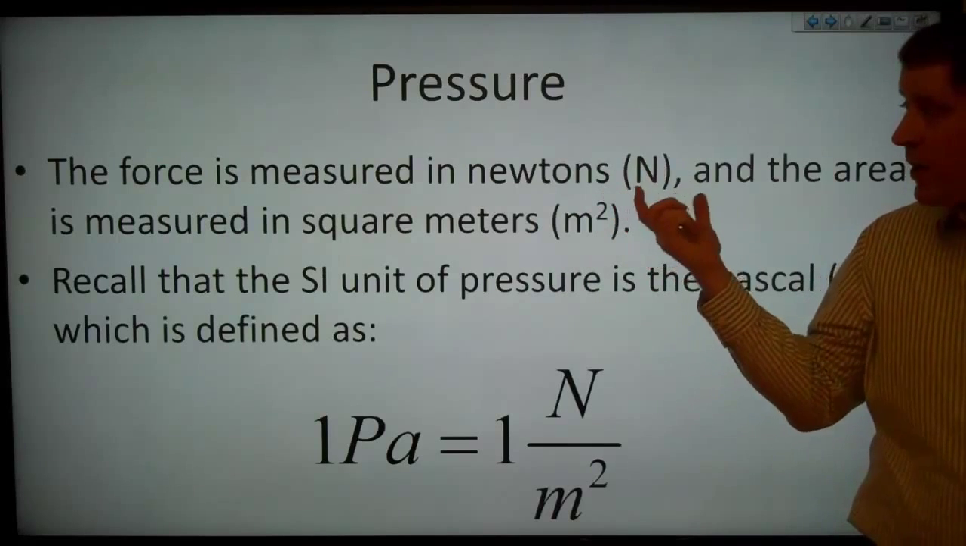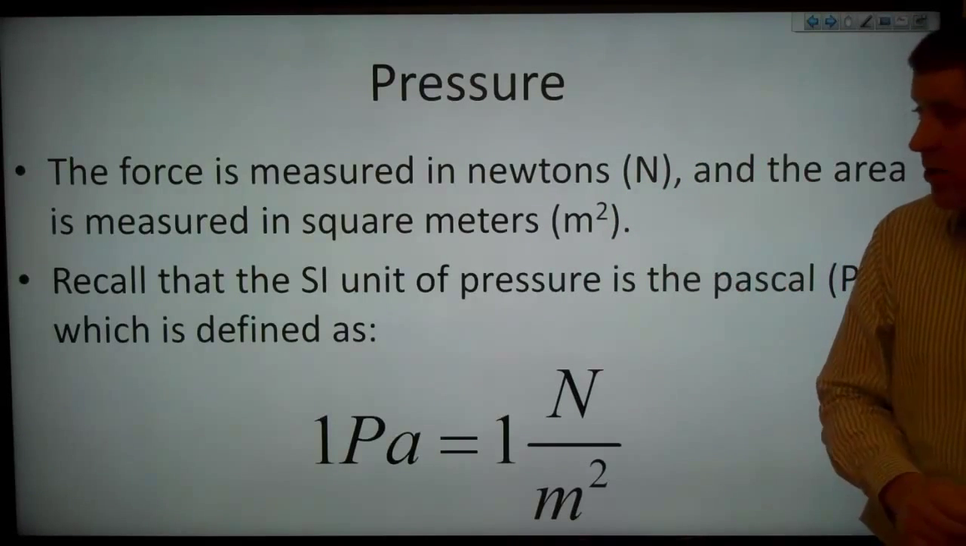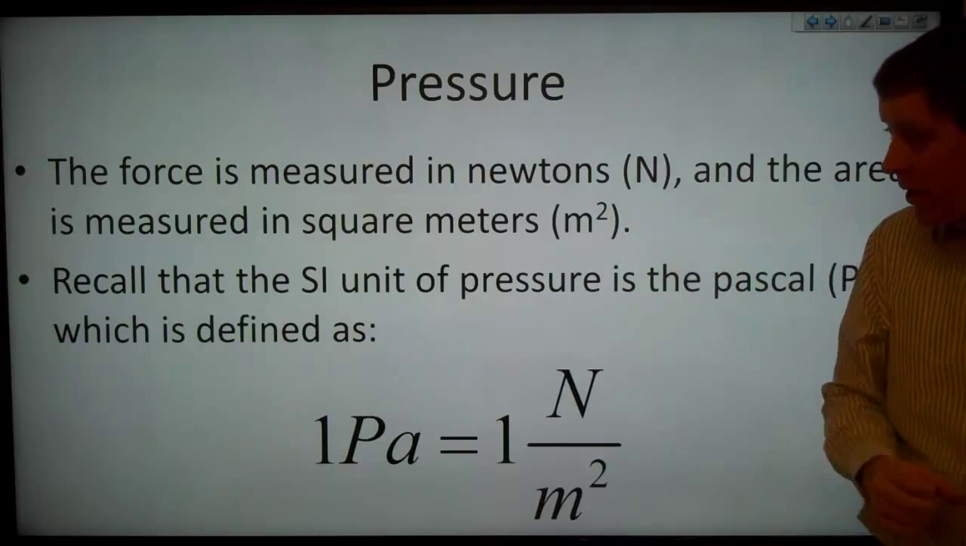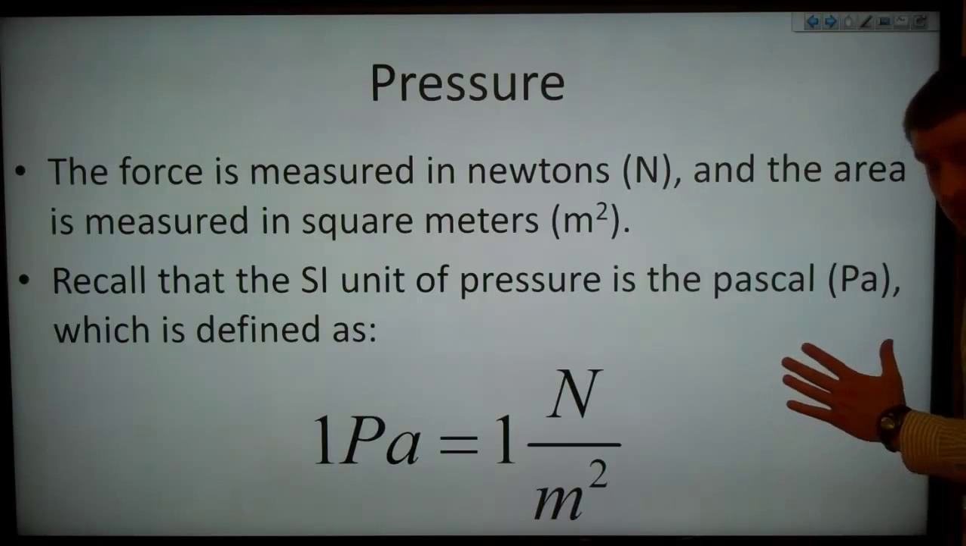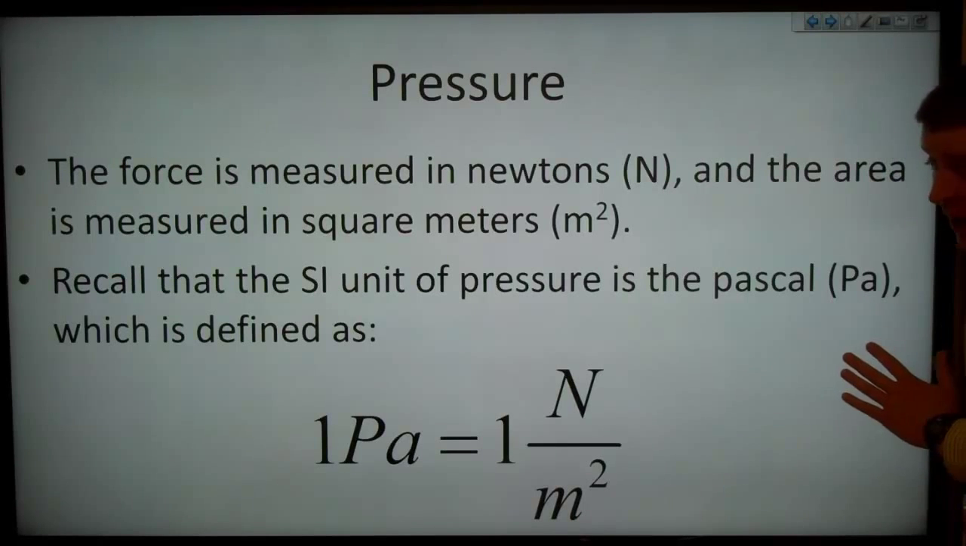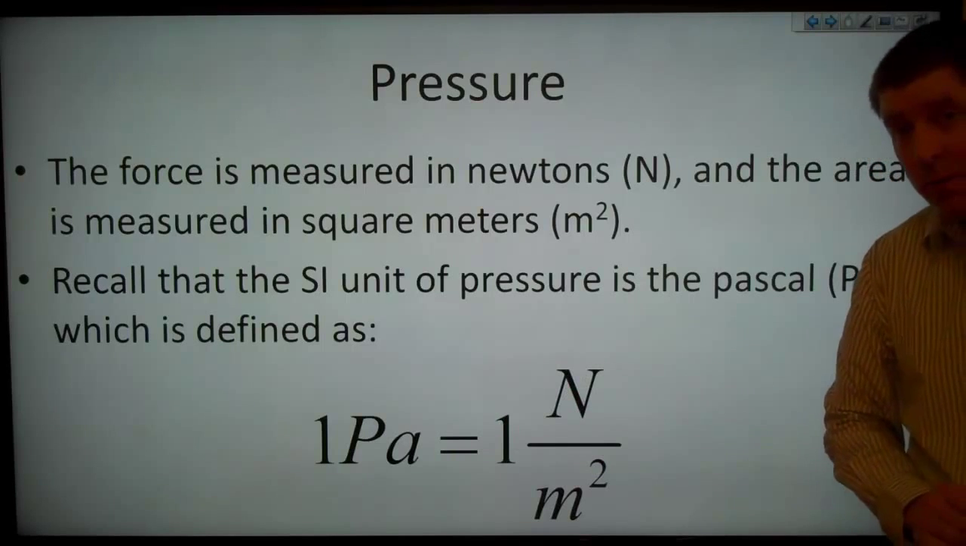Now, the force is measured in newtons, which we symbolize with a capital N, and the area is measured in square meters, or meters squared. And remember that the SI unit of pressure is the Pascal, symbolized capital P, lowercase a, which is then defined as 1 Pascal is equal to 1 Newton per square meter.